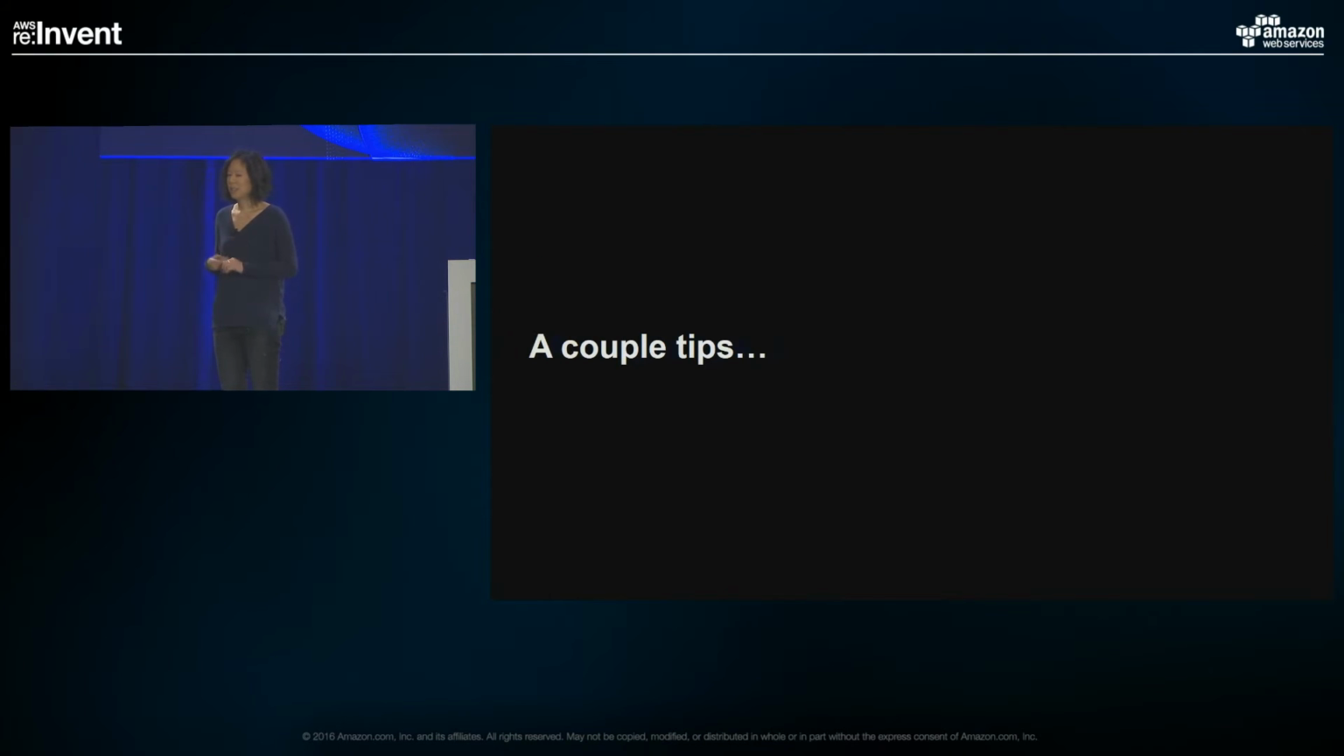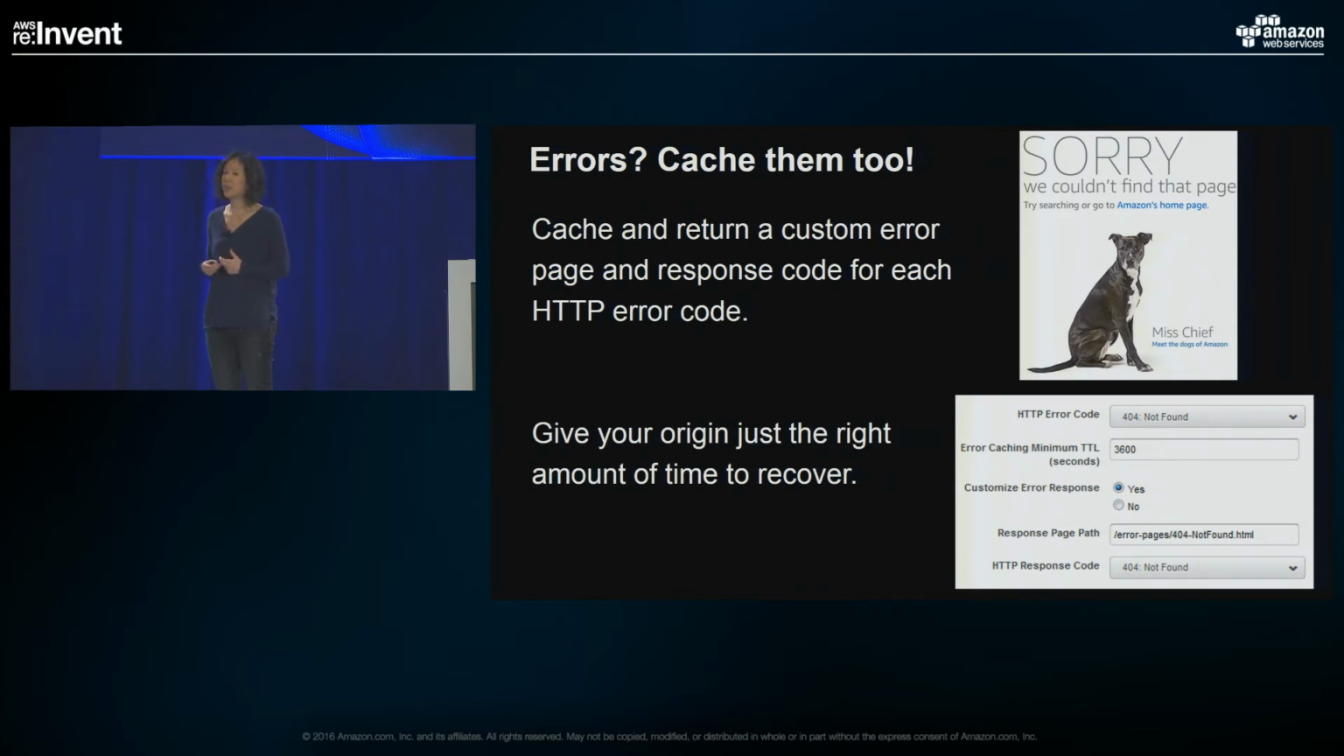So a couple of different tips that we wanted to share with you. The first one is we do cache errors that are coming from your origin. We get overworked, and sometimes your origin will get overworked as well, and it needs a break. So for any HTTP error that is coming back from your origin, you can set a custom error page. You can change the response code, and we can cache that for a certain period of time.